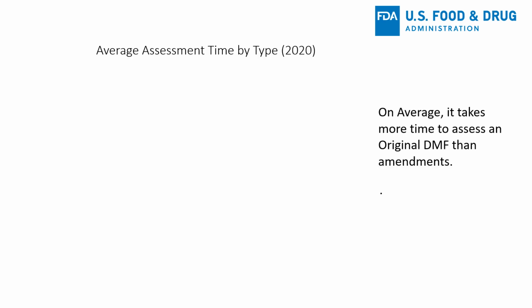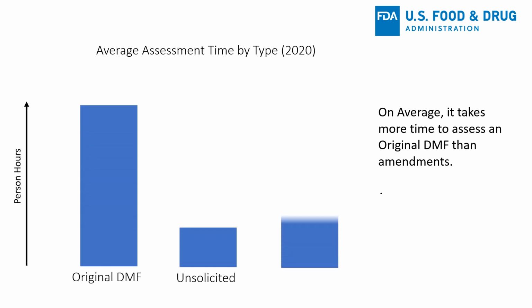Now, if we look at assessments by type and by the average time spent, it turns out we spend the majority of the longer time reviewing an original DMF, and this makes sense because for an original DMF, we have to review all parts of the DMF to make sure that they're adequate.